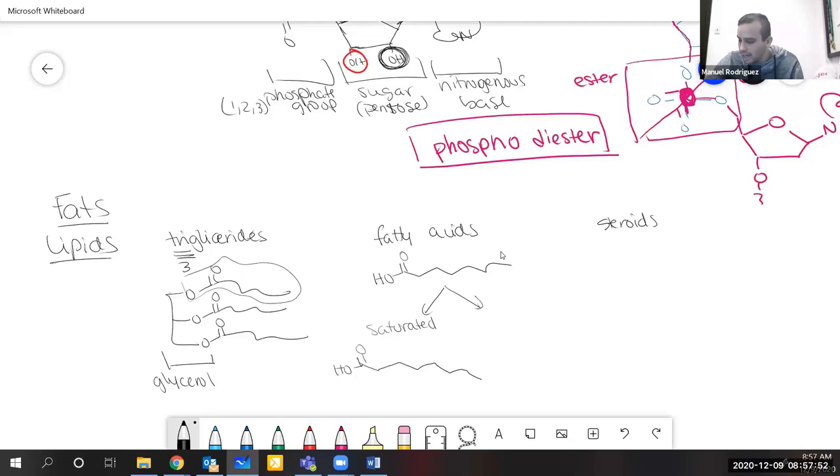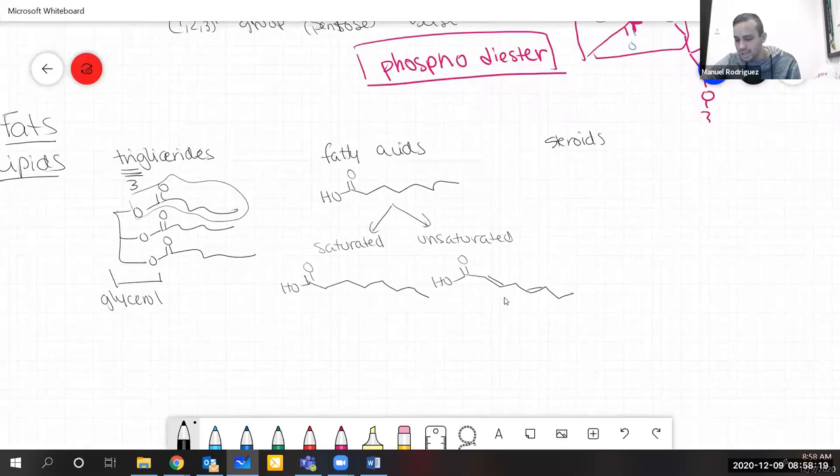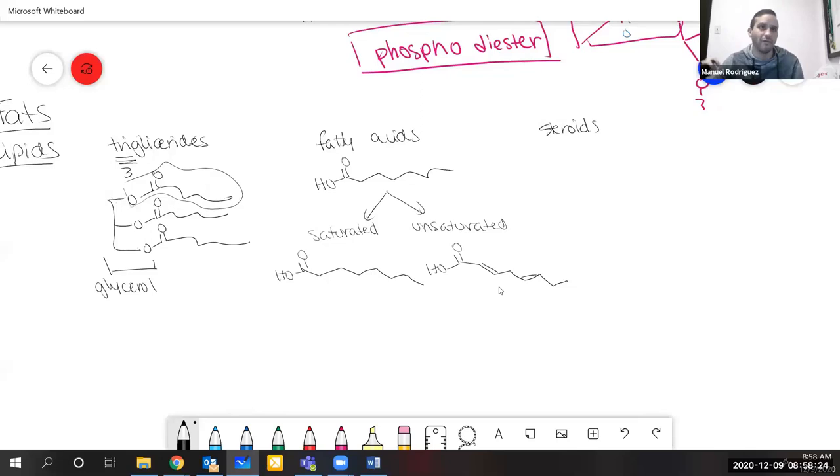And then you can have unsaturated, which is when you start getting double bonds. You can have one, two, three, or many double bonds. And that's what we call the unsaturated ones. The unsaturated ones are healthier, health-speaking, than saturated because the unsaturated have double bonds so we can break them down easily. They have functional groups, so they're functional. So we can break them.